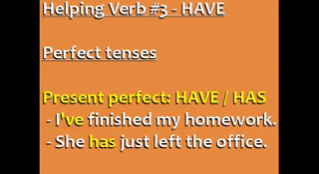Helping verb number three is have. Use have to form perfect tenses. In the present perfect, use have and has. I've finished my homework. She has just left the office.